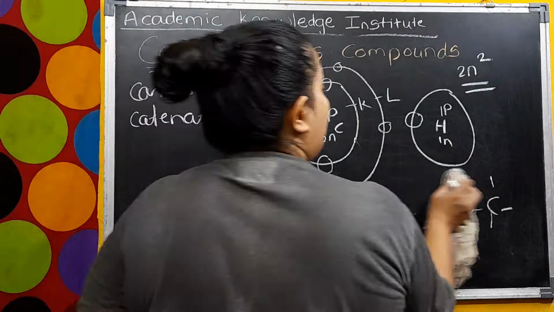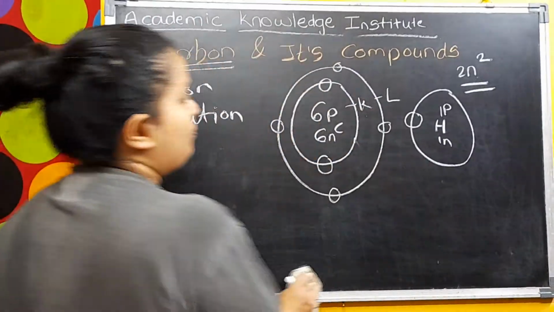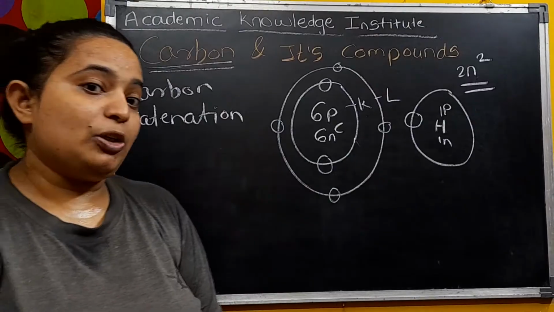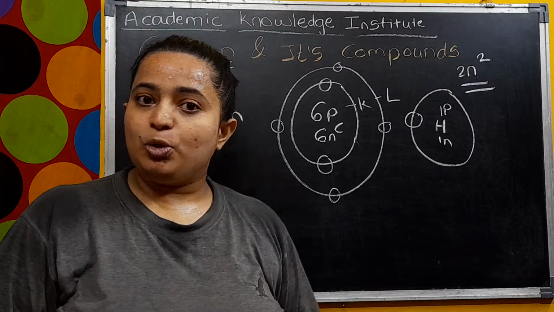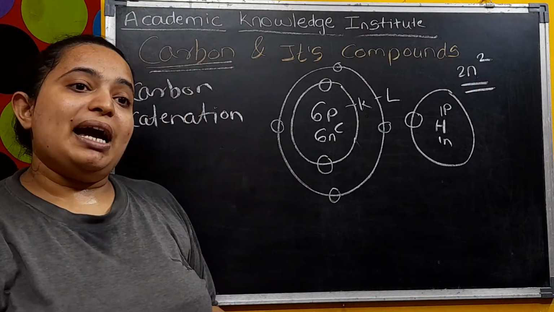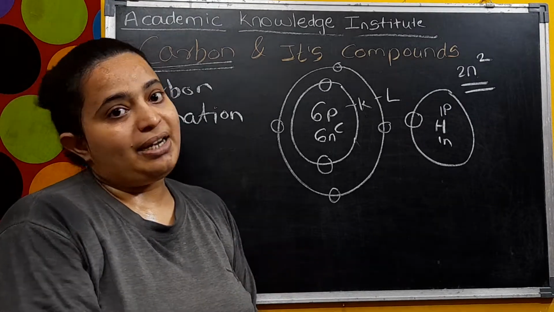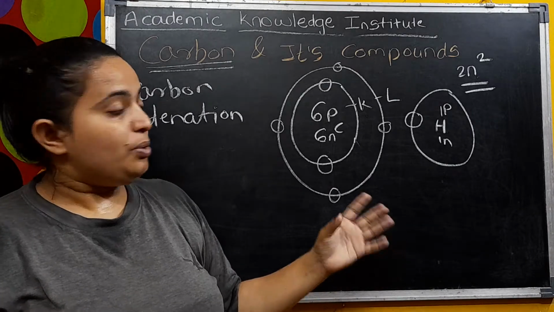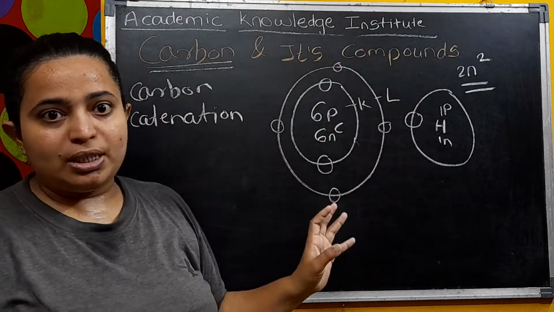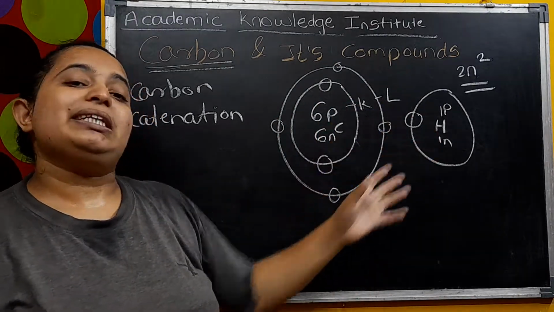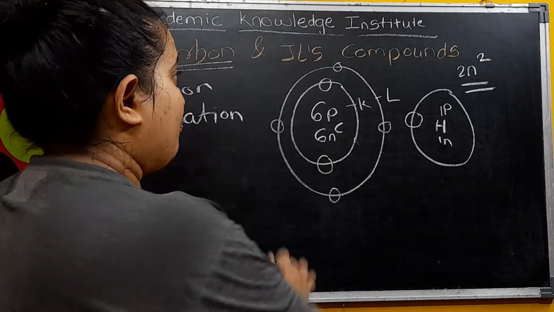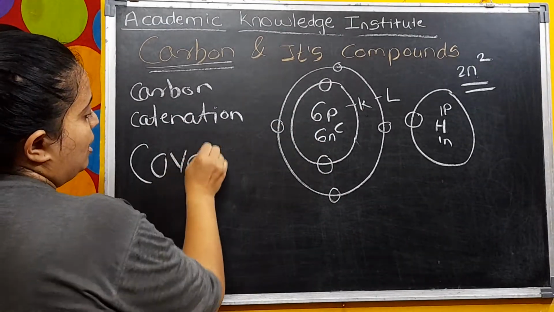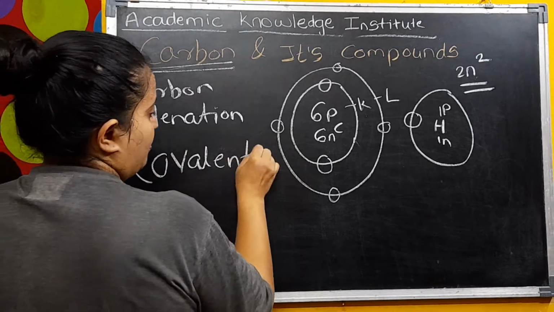So how exactly do they form? In the previous standard you already studied the electrovalent bond. In the electrovalent bond, they are directly donating or directly accepting. But here carbon cannot donate, and no one can give the 4 electrons directly to the carbon. That's why they are doing sharing. From this sharing they form the bond. That bond is known as a covalent bond.